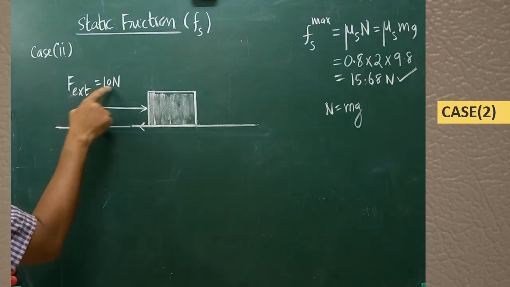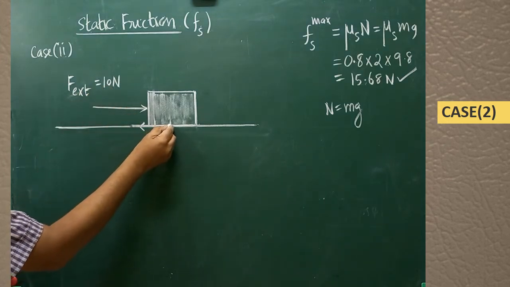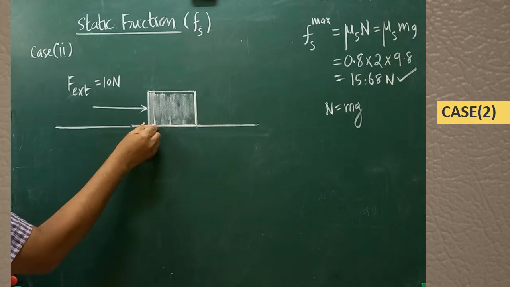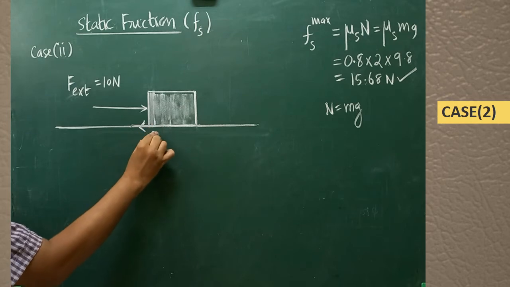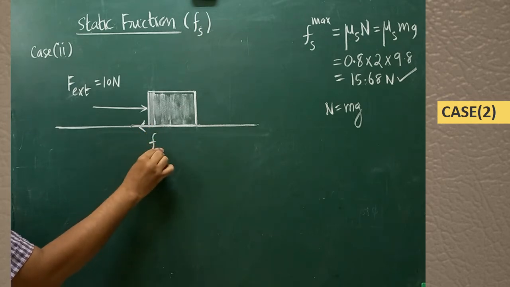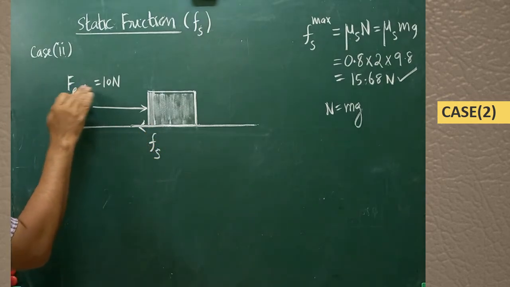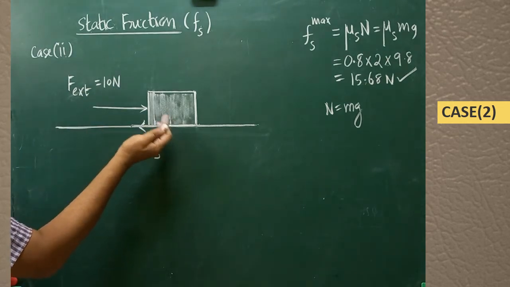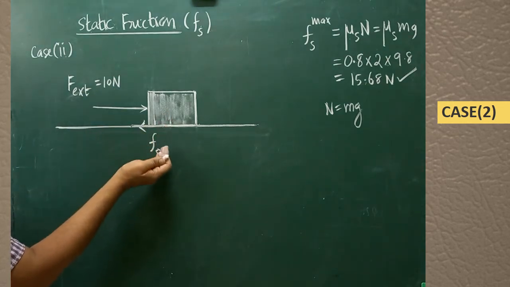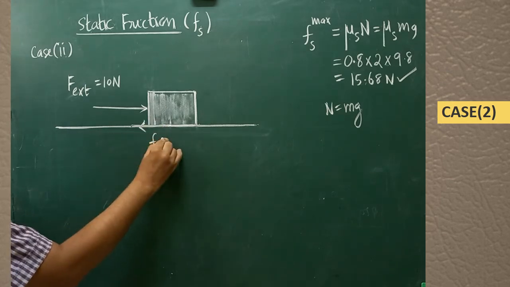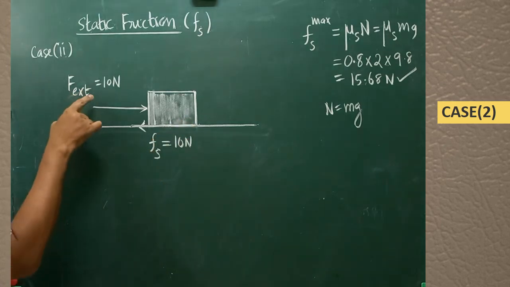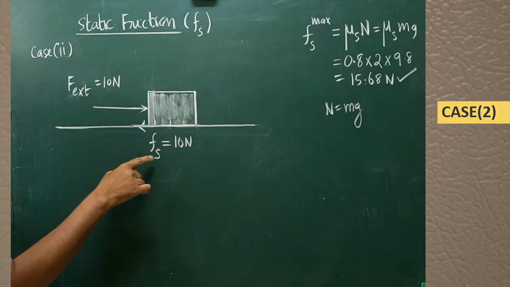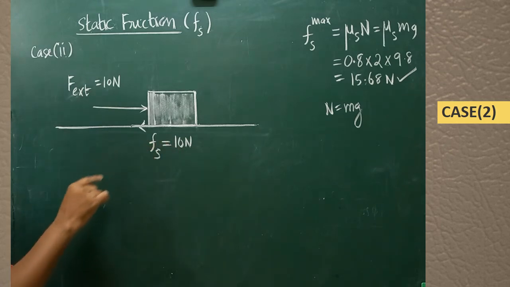As soon as the external force is applied, there will be a frictional force acting between the object and the surface, which we call Fs. When the external force acts, the frictional force also starts to increase. For example, if it reaches 10 Newton, look at the value: F external is 10 Newton, and the static frictional force is also equal to 10 Newton.